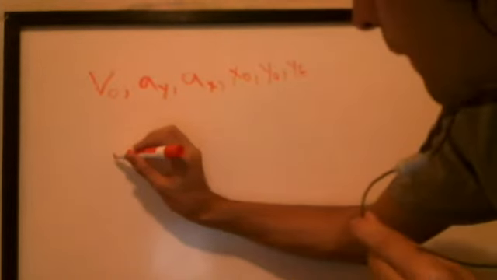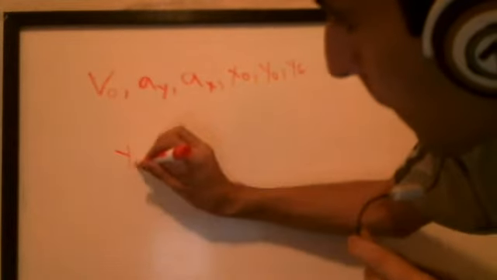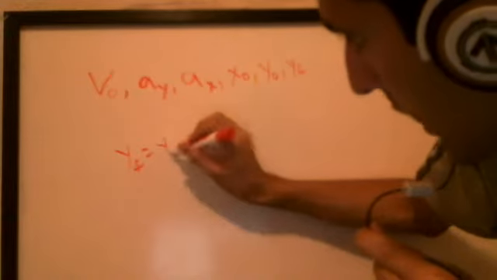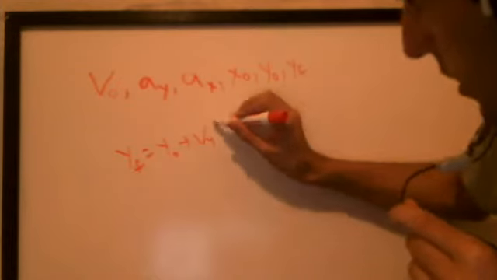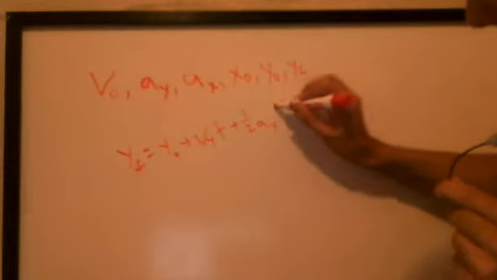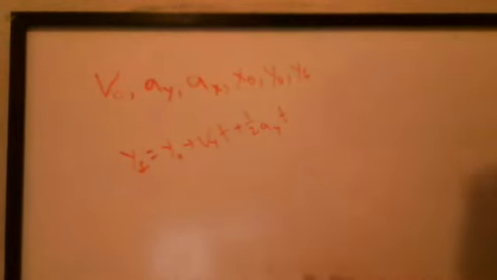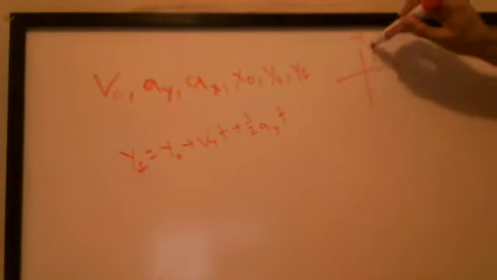So what equation can you get out of this? You can get y final is equal to y naught plus velocity in the y direction times time plus 1/2 acceleration in the y direction times time squared. This can also be used for the x direction, and just for reference, this is the y direction, this is the x direction, and right now all we're dealing with is up and down.